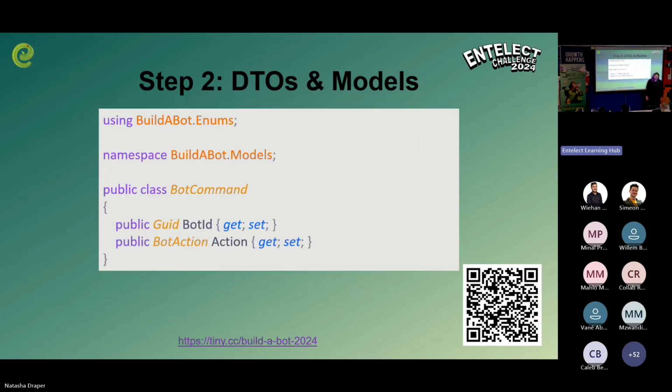Then in the models folder and the models namespace, I created a bot command. This basically just sends your bot ID that you receive from the engine. So when you actually register your bot, the engine sends back an ID. Then you send that ID along with an action to the engine, so it knows, okay, this bot wants to do this thing. You don't try and game it. I'm pretty sure you won't be able to. You can't send any random bot ID.